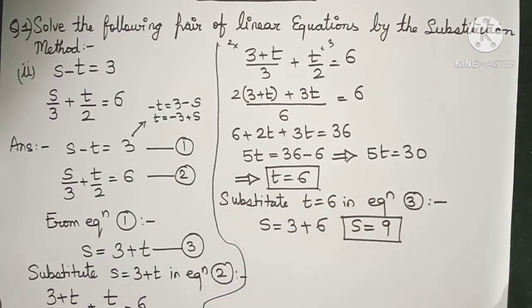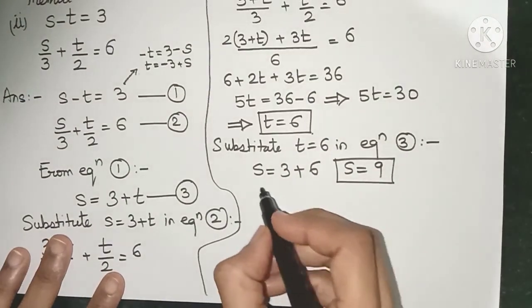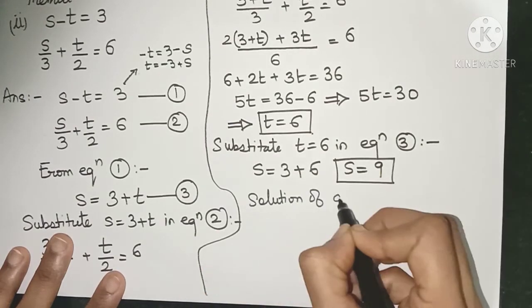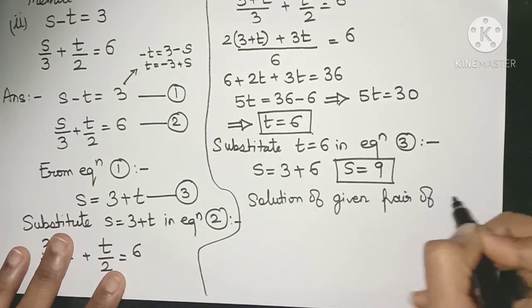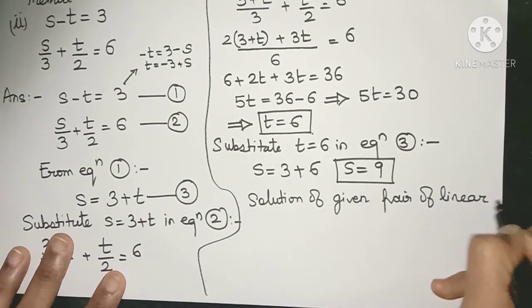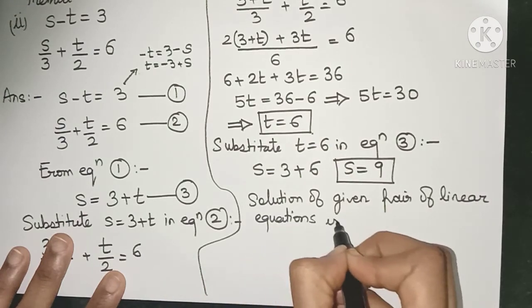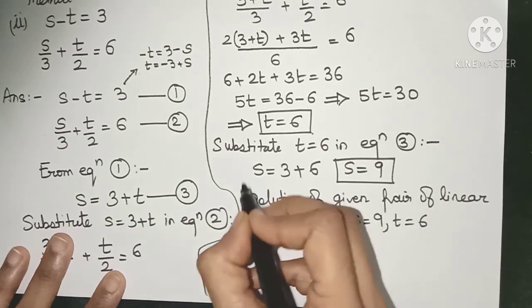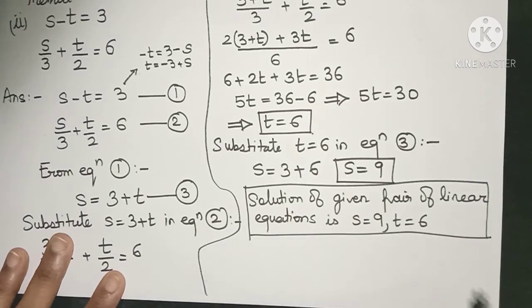So what is remaining? Just write the answer very nicely in a box. So we'll write that the solution of the given pair of linear equations is, what is the solution? s is equal to 9 and t is equal to 6. That's all. So just put this in a box and your answer is complete.